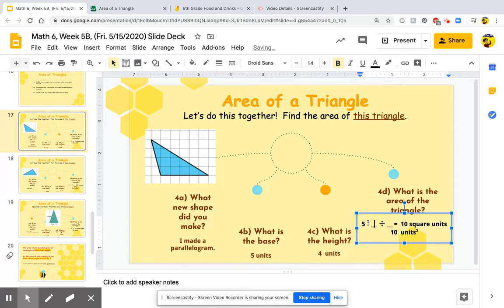Parallelogram is 5 times 4, but if we want the triangle, we have to divide by 2. Okay? So 5 times 4 is 20. That's for the parallelogram. But if we want the triangle only, we cut the parallelogram in half. And the way to cut in half is always divide by 2. Always divide by 2. 20 divided by 2 is 10. So that is the final answer.